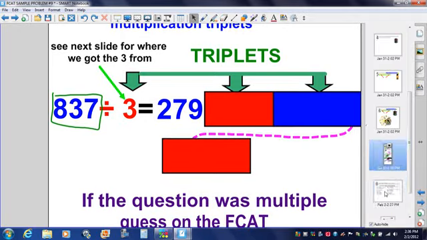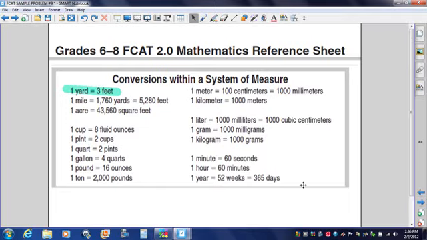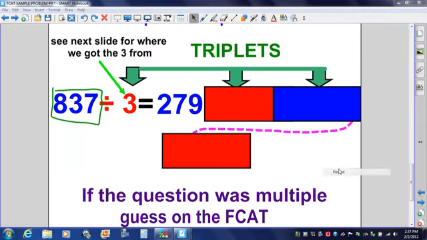Where'd you get the 3 from, Mr. Phillips? Good question, but you should have asked it sooner for your plus 10. You waited too long. Remember, on the FCAT, you're going to have a reference sheet. On the reference sheet, I found 1 yard is 3 feet. So this is why I am dividing by 3. So I'm going to do 837 divided by 3. Please do it on your paper. That's going to give you 279.